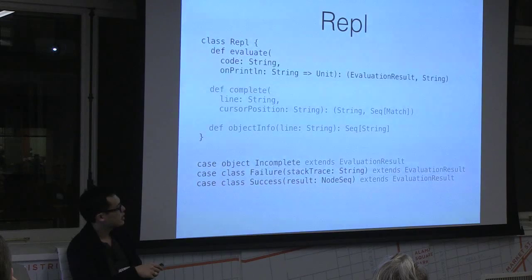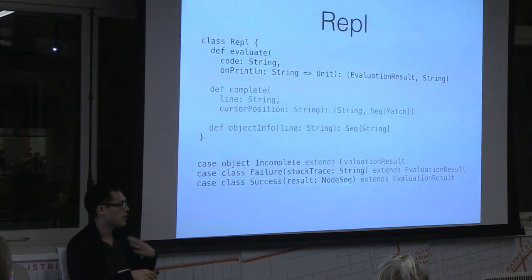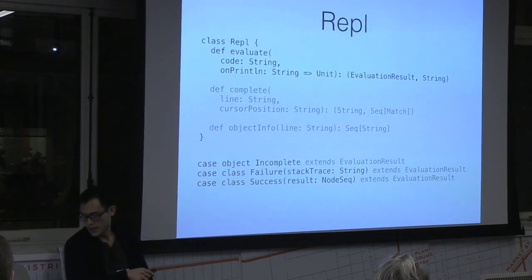The evaluation result is either incomplete, which means a compile failure. Failure here is a runtime exception, and success is, hey, this completed, and here's how I want you to render it. We'll come back to why this is a NodeSeq rather than maybe what you think would just be a string or something. We'll talk about that more when we talk about how the rendering works in Scala Notebook.